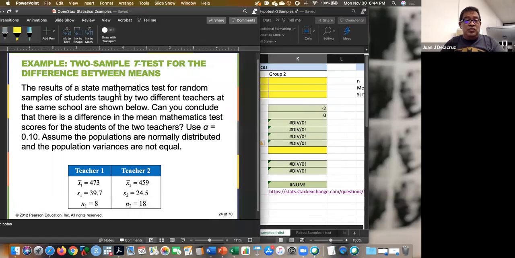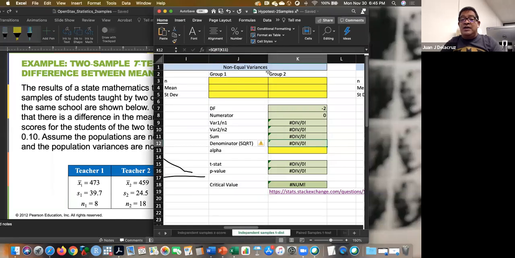So let me go through the problem. The results of a state mathematics test for random samples of students taught by two different teachers at the same school are shown below. Can you conclude that there is a difference in the mean of the mathematics test scores for students of the two teachers at an alpha equal to 10%, and assume the populations are normally distributed and the population variances are not equal. So as you can see, you have non-equal variances.